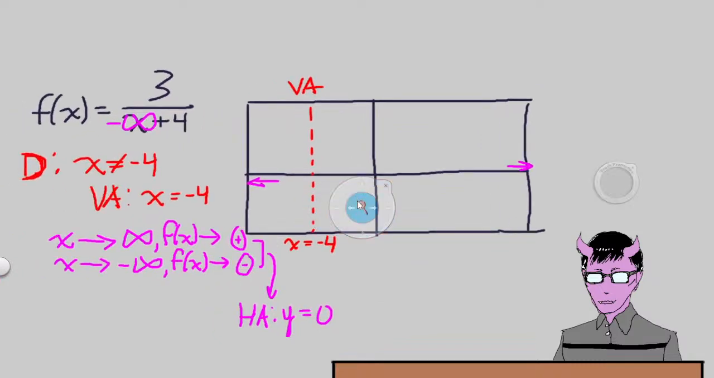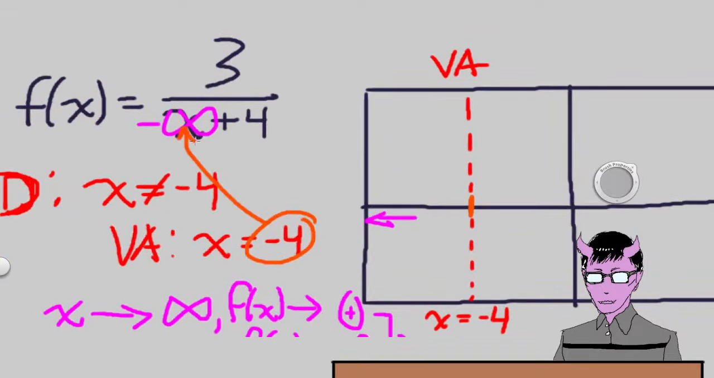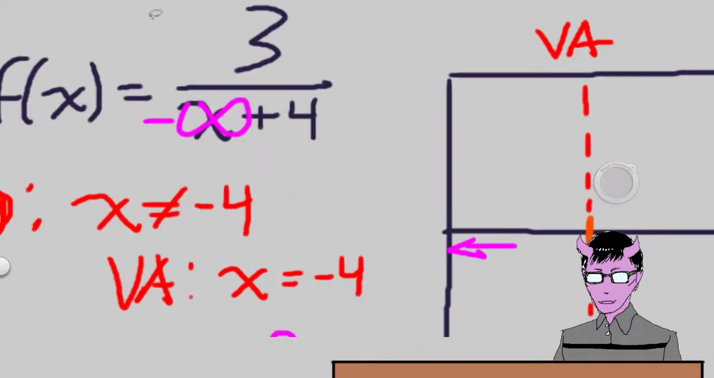So let's use the cheap strat. So this is negative 4. You can't plug in negative 4 into your function. So we plug in something very close to negative 4. Let me delete this real quick.